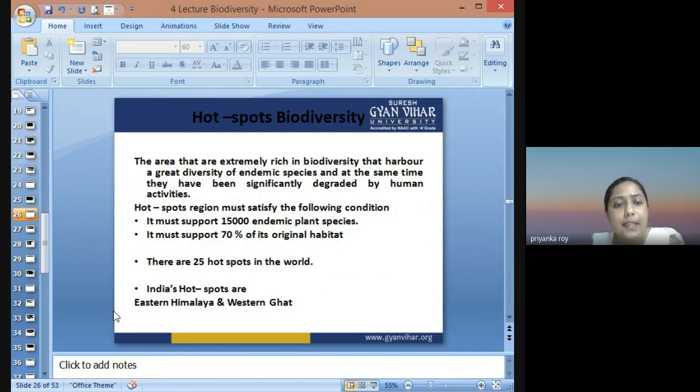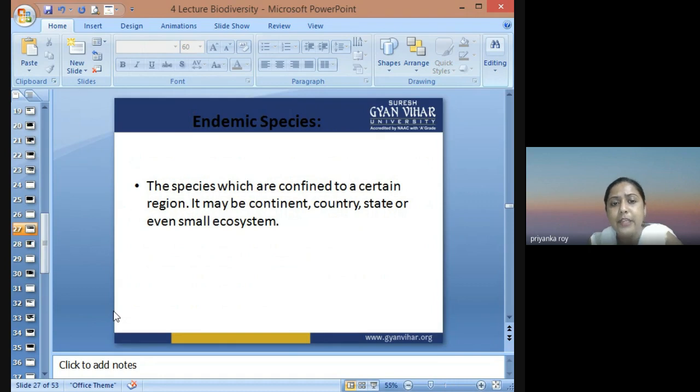Biodiversity hotspots are the areas that are extremely rich in biodiversity, that harbor a great diversity of endemic species, and at the same time have been significantly degraded by human activities. A hotspot region must support more than 1,500 endemic plant species and must have lost 70% of the original habitat. There should be 25 hotspots in the world, and India's hotspots are the Eastern Himalayas and Western Ghats. Endemic species are basically confined to a certain region, like a continent, country, state, or even a small ecosystem, like the Asiatic lion.